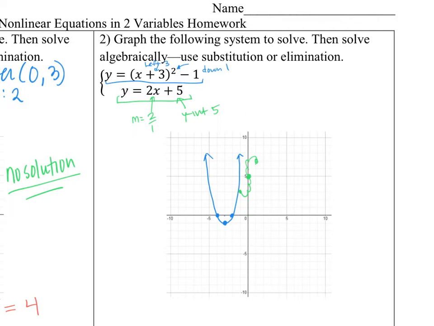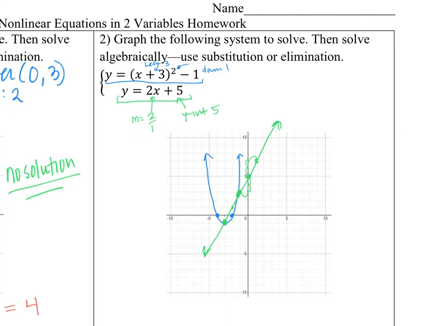Maybe I should try a little bit more. Down 2 over 1, down 2 over 1. It looks like it's getting a little bit straighter. But you can see it's kind of hard to tell with the graph, but I can see that there's two places where it is intersecting. And so the elimination or substitution will be really helpful.